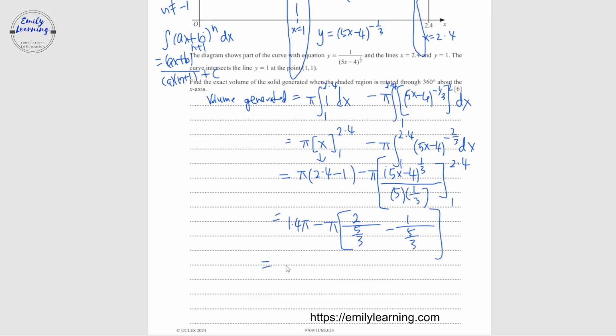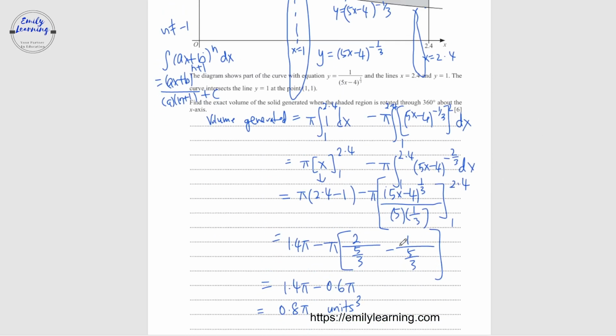Okay, so now let's simplify this. So this is essentially 3/5 pi, or 0.6 pi, right? So let's take 1.4 minus 0.6. Just use your calculator, right? So it's 0.8 pi units cube. So the answer for question 9 should be 0.8 pi units cube.